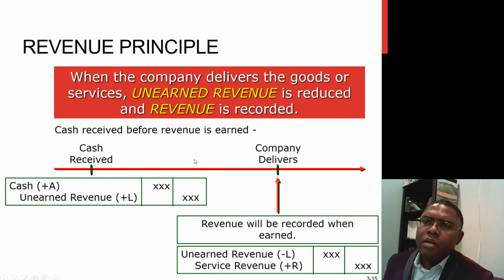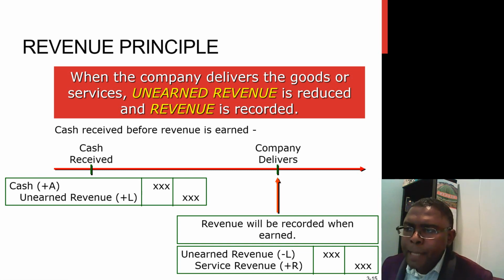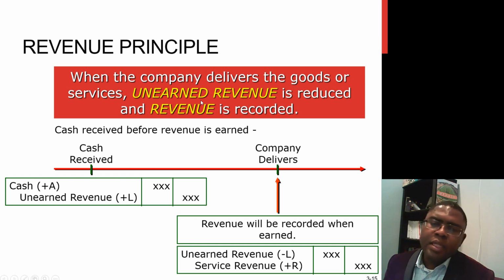All right, let's look at the second example. This is when the company delivers the good or service. Notice that when the company delivers the goods or service, two accounts will be affected. We are going to recognize service revenue at this time because the good and the service has been delivered, and our liability is going to reduce. The liability we had incurred before is known as unearned revenue. So this is how we are going to journalize the second transaction.